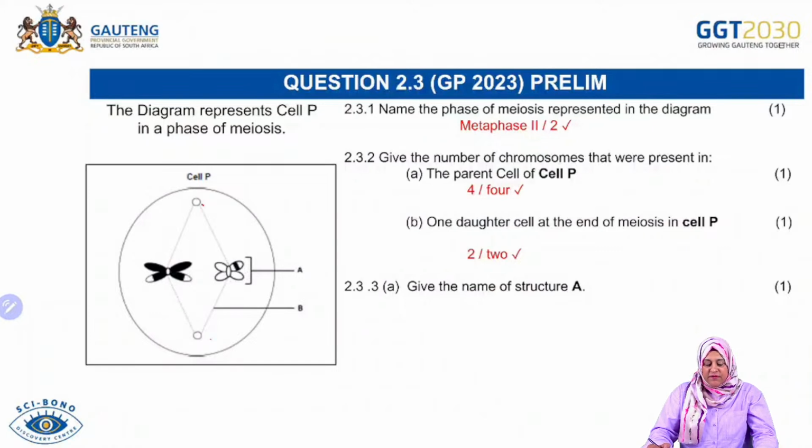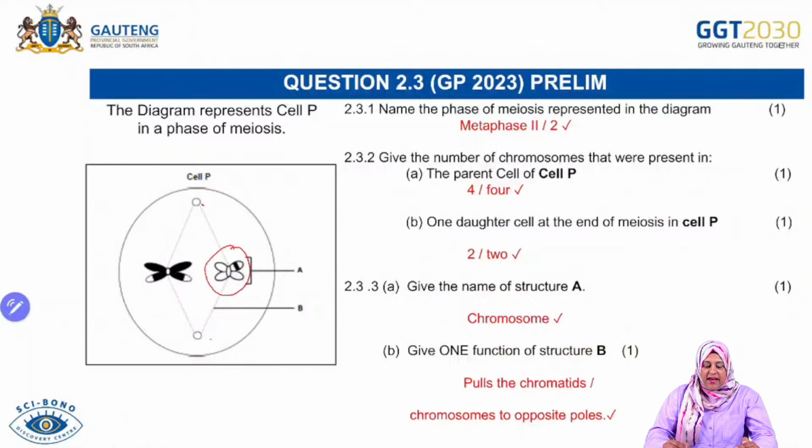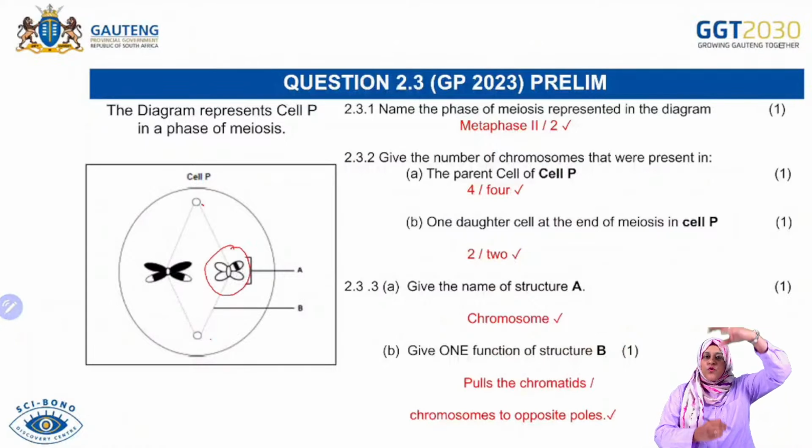Give the name of the structure A. So what is A called? A has 2 chromatids joined together by a centromere. That must be a chromosome. Okay, give one function of structure B. You're always going to get this. Please make sure you understand that B is the spindle fibers or spindle thread, you can say. And the function of that is to contract and pull the chromosomes or the chromatids to opposite poles.